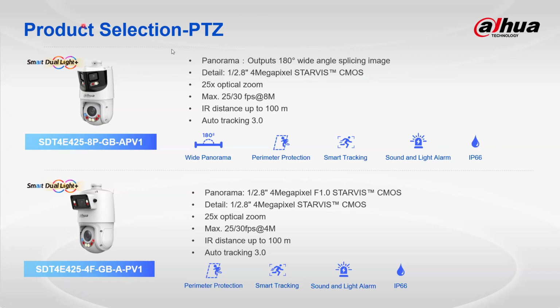The only difference between these two is the ability to get one image into a wide panoramic image. This one is up to 180 degrees because there are two lenses that can be spliced together, and this one can get you up to, for example, a 110-degree angle of view. So these are the SDT4E series products.